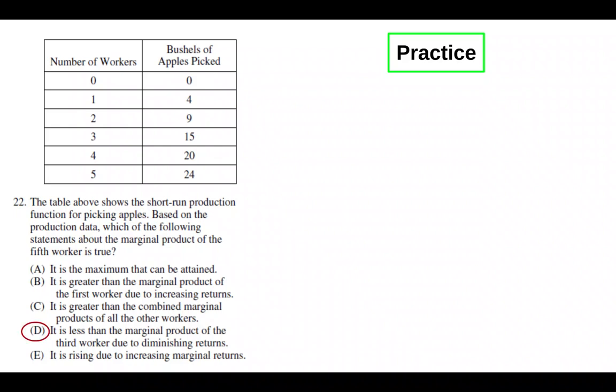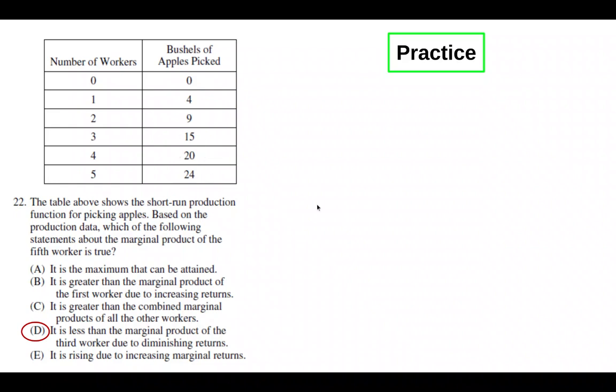So the correct answer here is D. It is less than the marginal product of the third worker due to diminishing returns. So it says, based on the production data, which of the following statements about the marginal product of the fifth worker is true? And what you notice here is it goes up 4, 5, 6, 6, and then down to 4.